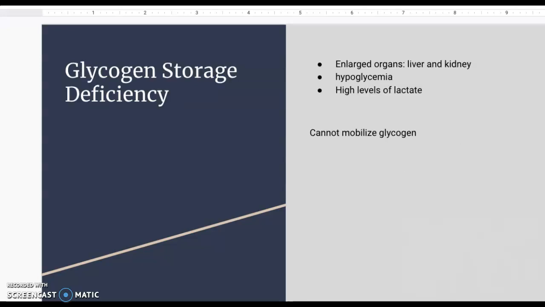Glycogen storage deficiency in large organs. That was one of the bigger indicators that it could be this one. But she also had hypoglycemia and high levels of lactate, all of which match the symptoms of this patient. Basically, what glycogen storage deficiency is, though, is that I cannot mobilize glycogen. I didn't want to just stop there. I also wanted to keep checking all the answers to make sure that this was the correct one.